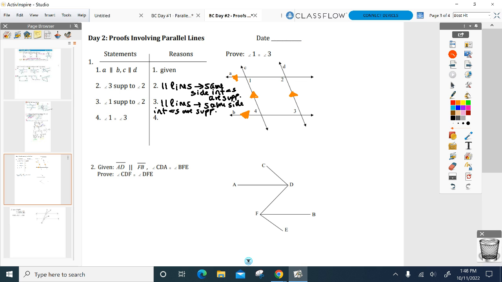I don't want to hear that word. Substitution. Substitution is this: 3 is equal to 2, 1 is equal to 2. That's substitution, and they're not equal. They're supplementary. So there's another reason why 1 and 3 are equal. It's not substitution because I don't have them equal. I have them supplementary. This is where it's going to get tough.